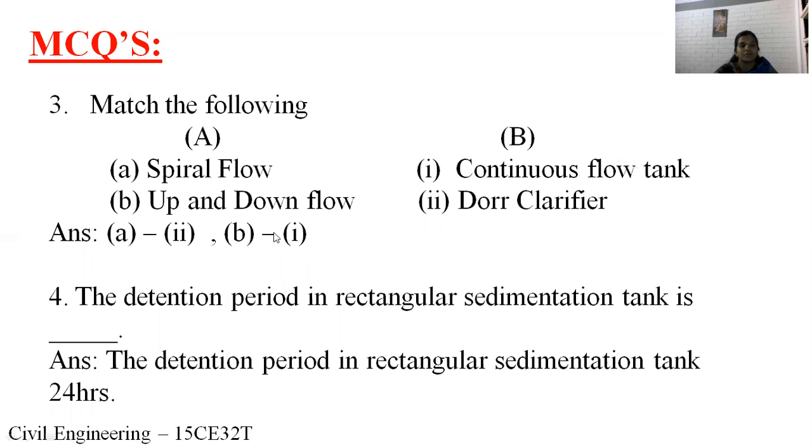Next question. Match the following with the A to the B side. So spiral flow, Dorr clarifier, up and down flow, continuous flow tank. So for A, Dorr clarifier, and for B, continuous flow tank.